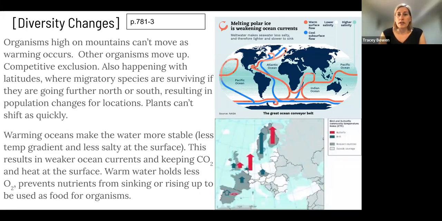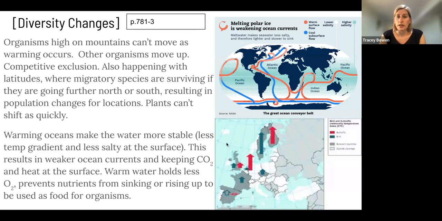So if it becomes less salty because all the fresh water is added to the ocean and therefore makes it less salty, then that sinking doesn't happen. And it keeps the heat at the surface of the ocean. Warm water holds less oxygen, which means then fish, which normally live relatively close to the surface, may have less oxygen available. So the fish are going to get smaller because their big bodies would require a lot of oxygen. It also will prevent nutrients from sinking or rising as the currents slow down to be used for food for different organisms.